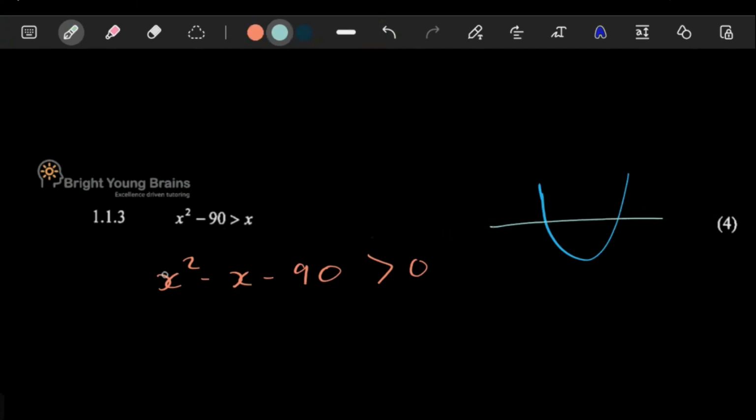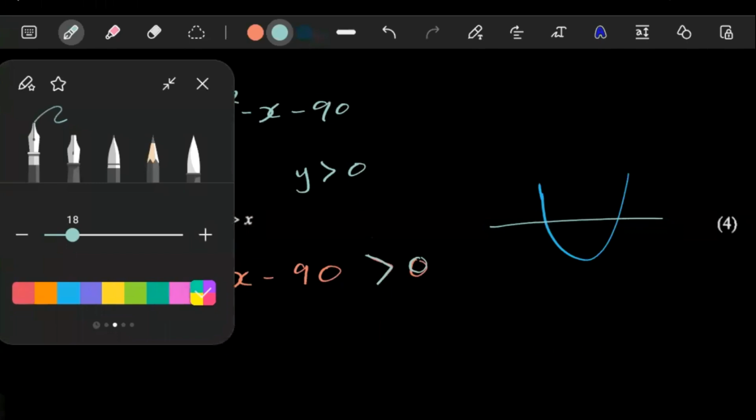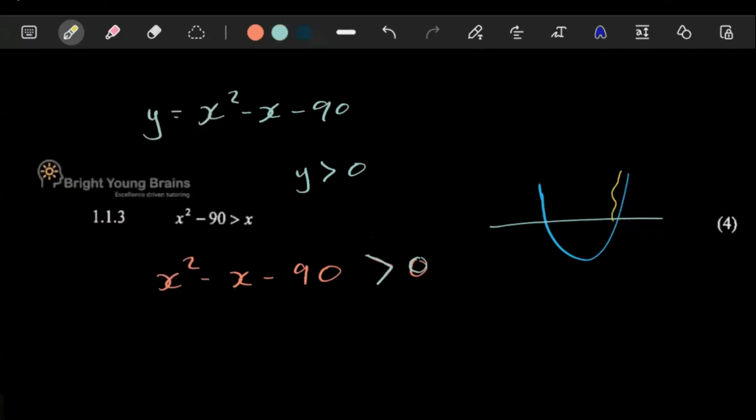This is asking us where is the graph having y values that are bigger than 0. You see, this is asking where are the y values of the graph bigger than 0. Because technically the equation of the graph, you can almost imagine the equation is y is equal to x squared minus x minus 90, you see? So this is asking where is that equation having y values that are above 0. So we know it's having y values that are above 0 over here, you see, and over here, you see.